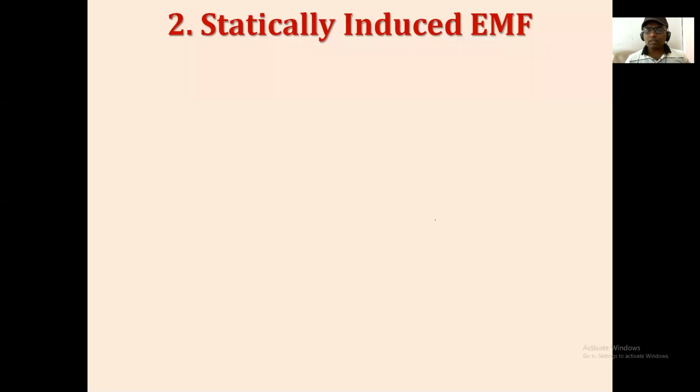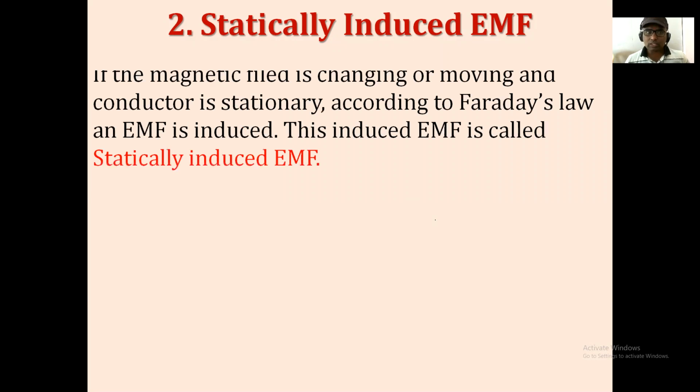Now the second type is statically induced EMF. Statically means the conductor is stationary. If the conductor is stationary, then what is the changeable part? It's the magnetic field. Now see the definition. If the magnetic field is changing or moving and the conductor is stationary, according to Faraday's law, an EMF is induced. This induced EMF is called statically induced EMF.